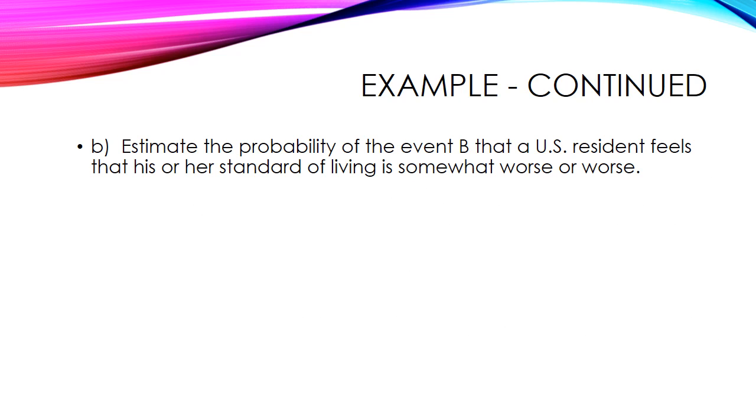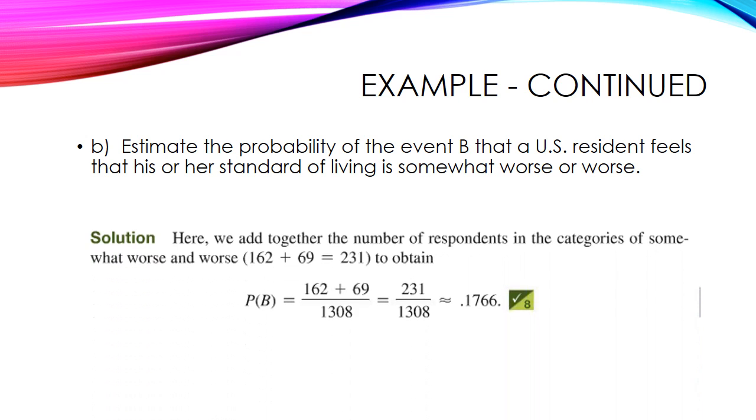Now for B, estimate the probability of the event B, that a U.S. resident feels that his or her standard of living is somewhat worse or worse. Again, pause the recording, give this a try, resume the recording to check your answer. Okay, we already know the total number of respondents, so that's taken care of. So what we're going to do is add the number of respondents in the two categories of somewhat worse and worse, which is 162 plus 69, and that gives us 231. And when we divide, we get 0.1766.